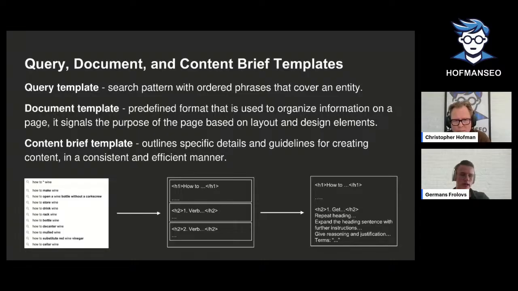And then also the content item brief, where you specify for the author for each section what to do: repeat the heading, expand the heading sentence with further instructions, give reasoning for X, Y, and Z, and so on. So all these things are there to help. Excellent. I think it's a very good way of thinking about how to create templates.